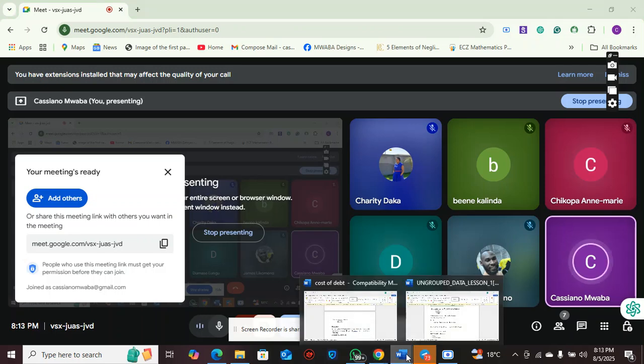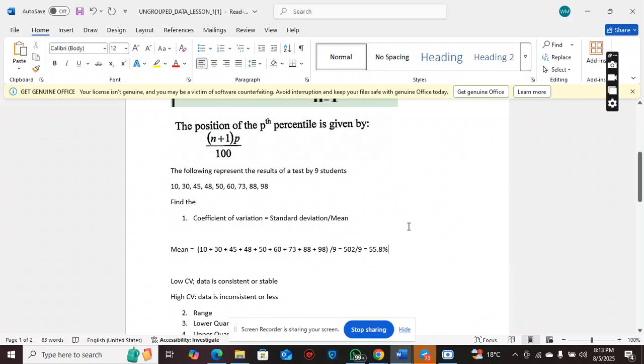All right, colleagues, are we all getting the same value? I've got 55.8. That's the average mark of the test, 55.8%. Well, that's the general performance by the students. Any questions before we now get our standard deviation?